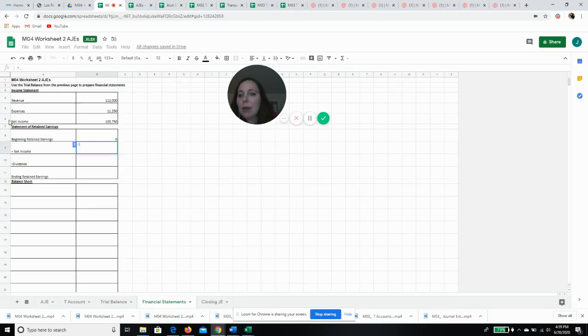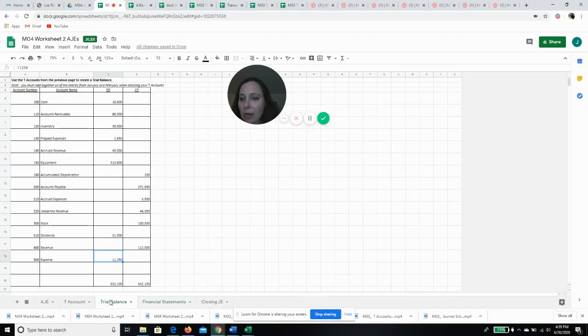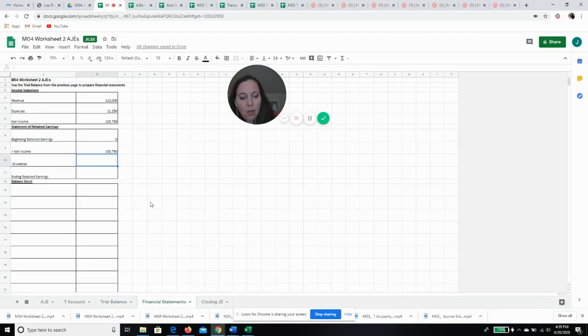Now I'm going to add my net income, which is $100,750, which we know because we just calculated it. And then I'm going to subtract my dividends. So I'm going to go back to my trial balance, and my dividends are $31,000. So minus $31,000. And then when I add that up, I get an ending retained earnings of $69,750. Okay. Now on to my balance sheet.